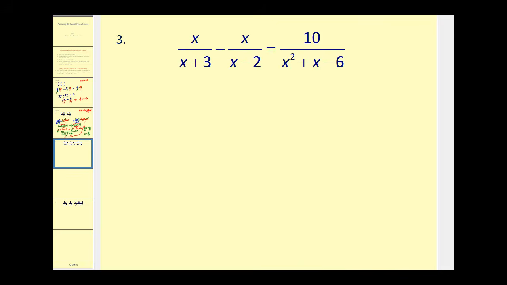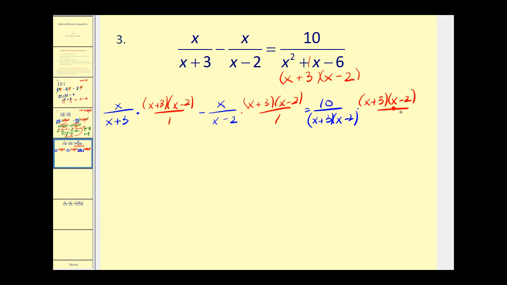Okay, on this problem we are going to have to factor the denominators to determine the LCD. Let's go ahead and factor this denominator here. The factors of -6 that add to +1, that would be +3 and -2, are the same factors we see in these denominators. So the LCD would be x plus 3 times x minus 2. So we need to multiply each term in this equation by x plus 3 times x minus 2 all over 1. Let's go ahead and do that.